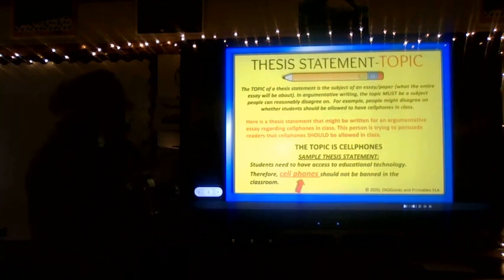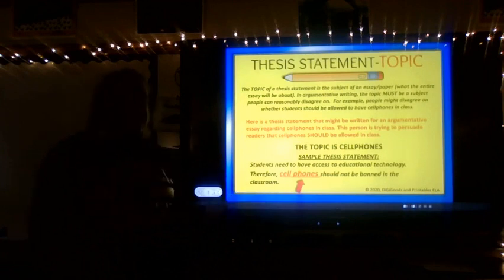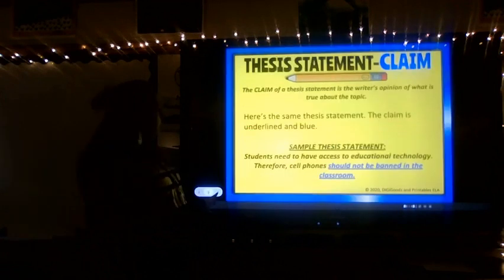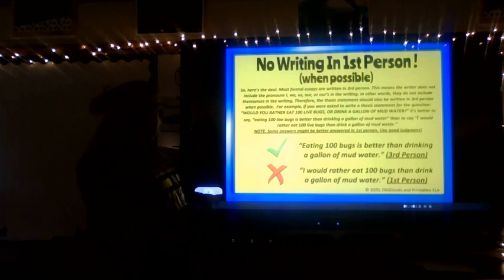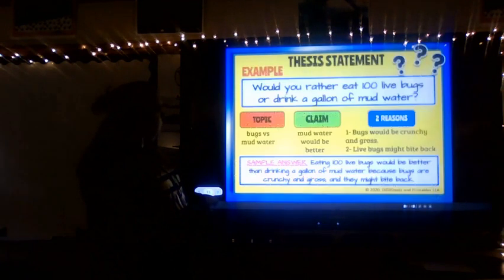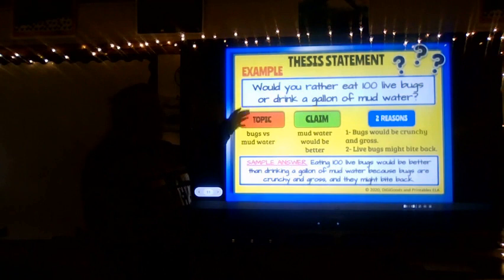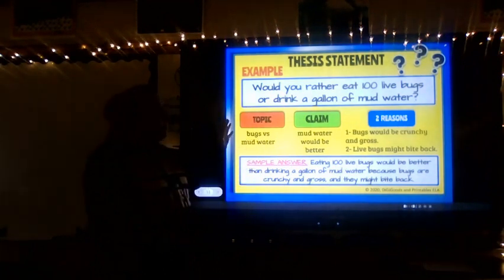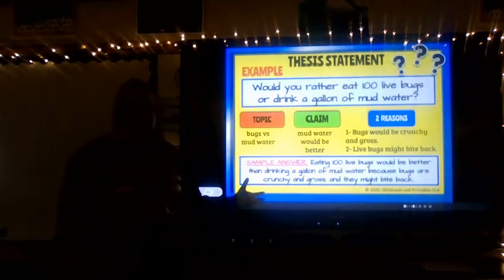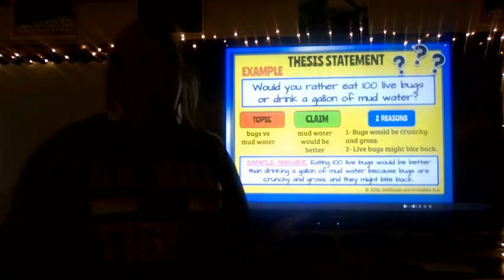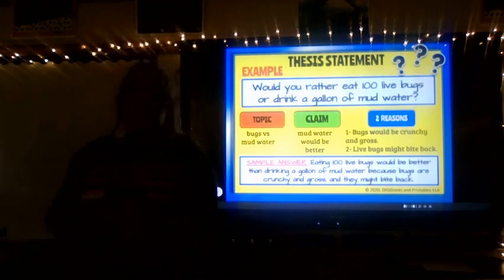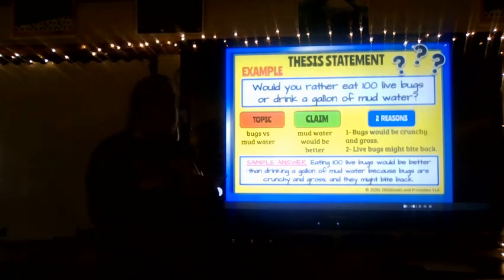The topic of a thesis statement is the subject of an essay or paper, and so on. I would go through all of these with them and show them samples of what a good one should look like. Later in the slides, you take one and break it down with them. It has 7 different examples that we would take and break down to exactly what a thesis sentence would look like.